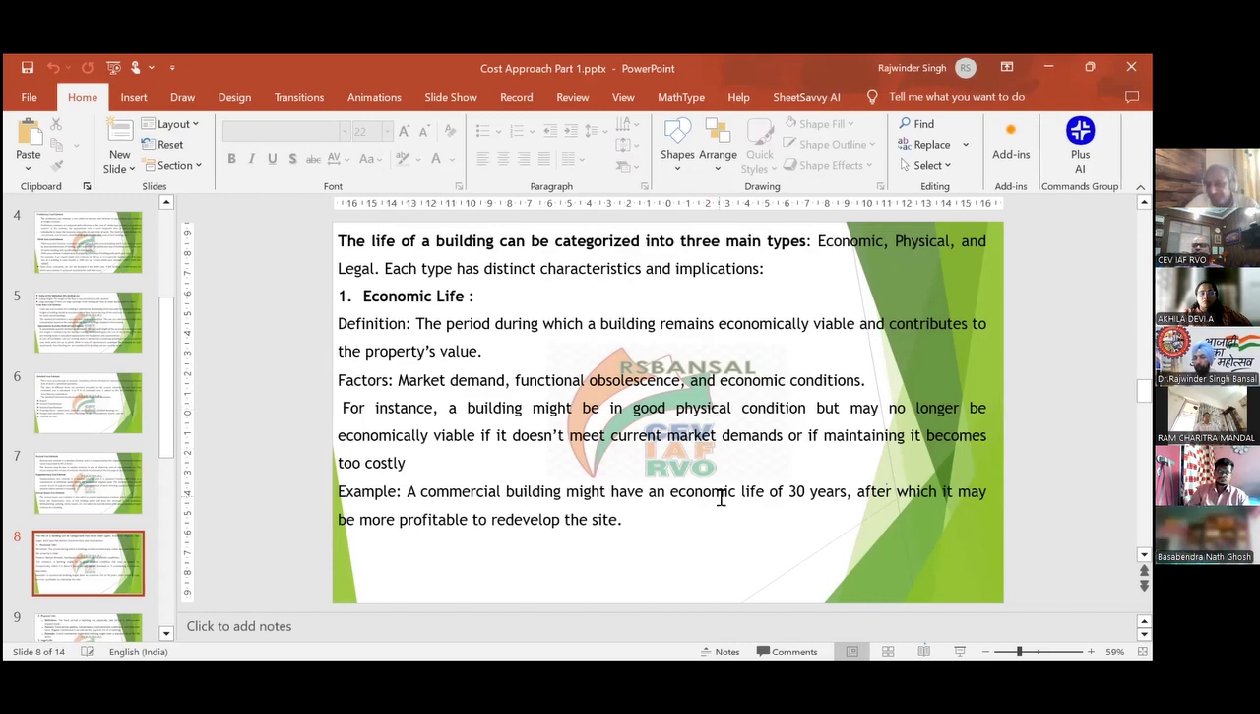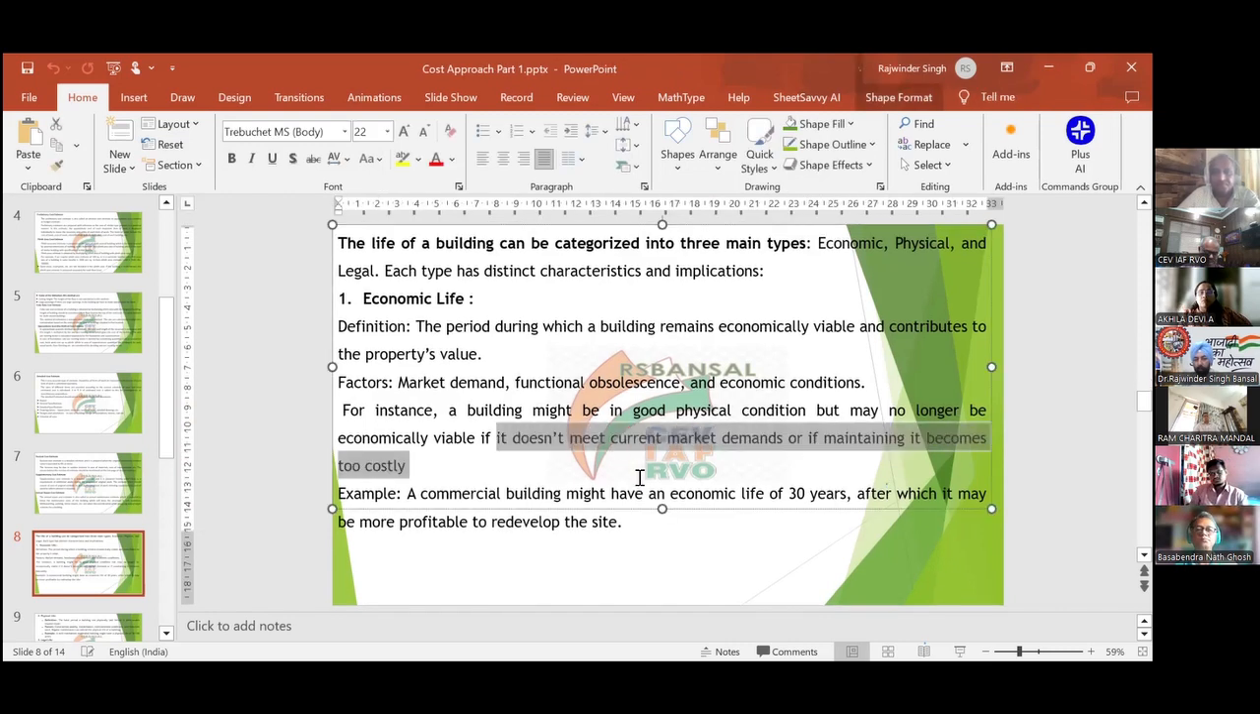So a building might be in good physical condition, but no longer be economically viable if it does not meet the current market demands, or if maintaining it becomes too costly. So this is the condition. You must know when the economic life of the building will come to an end: if it does not meet the current market demand, or if maintaining it becomes too costly.